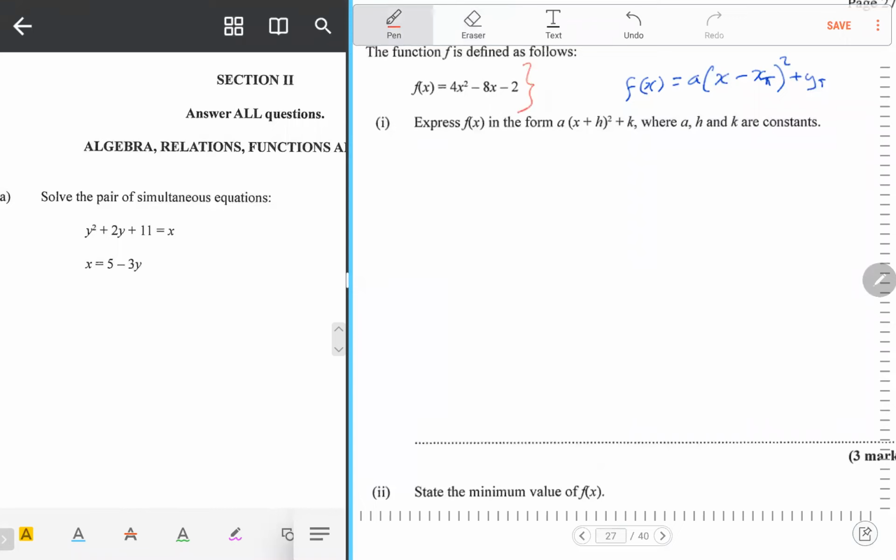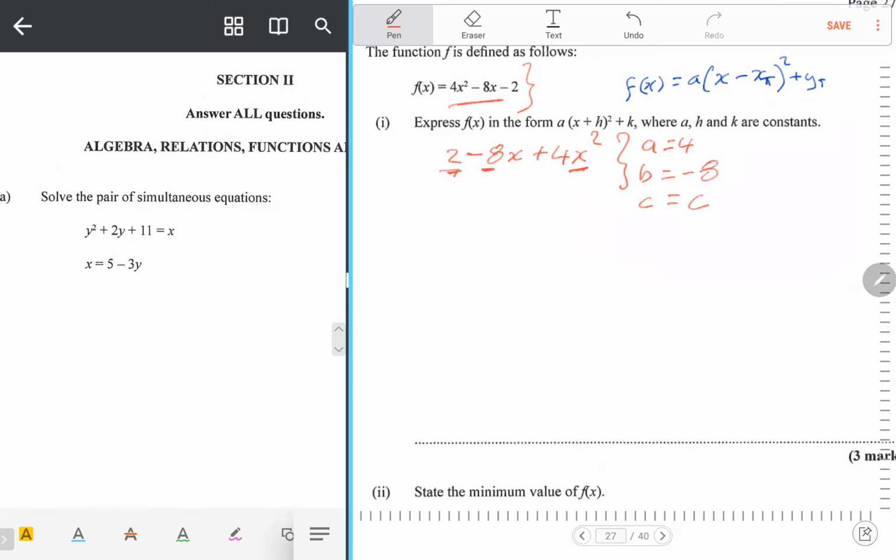Remember, the a is not the first value. The a is the coefficient of x squared. If they give us the equation as 2 minus 8x plus 4x squared instead of this way, the a would still be equal to 4 because that's the coefficient of the x squared. The b would still be equal to negative 8 because that's the coefficient of the x. And the c would still be equal to the constant term, which is that.